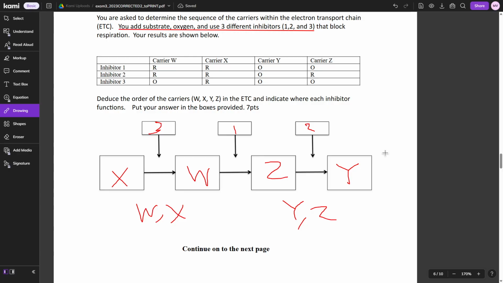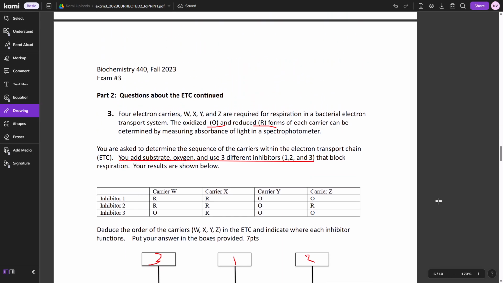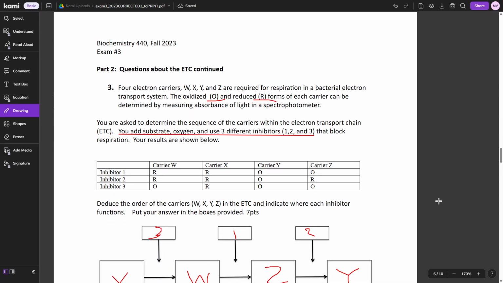Could we compare these to actual electron carriers? Yes. Oh, I see what you're saying, like genuine electron carriers. I don't know if you can compare them to actual carriers, but you can compare them to the complexes, like complex 1, complex 2, complex 3, complex 4.